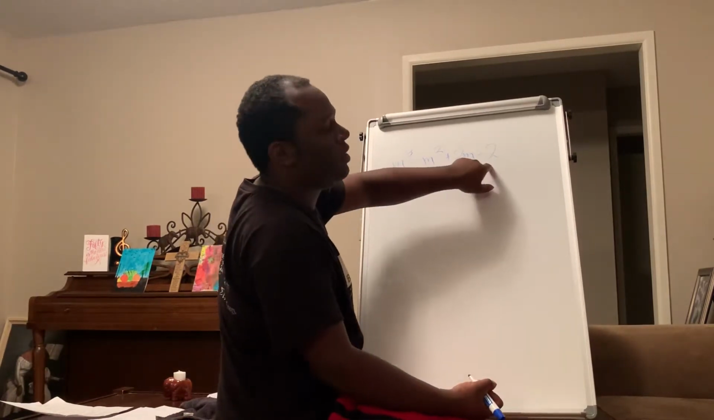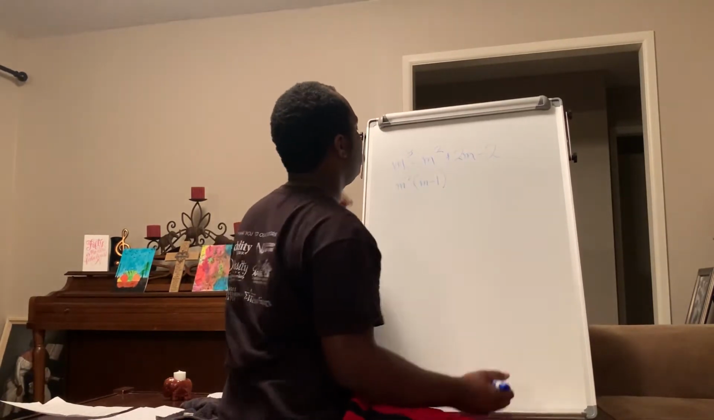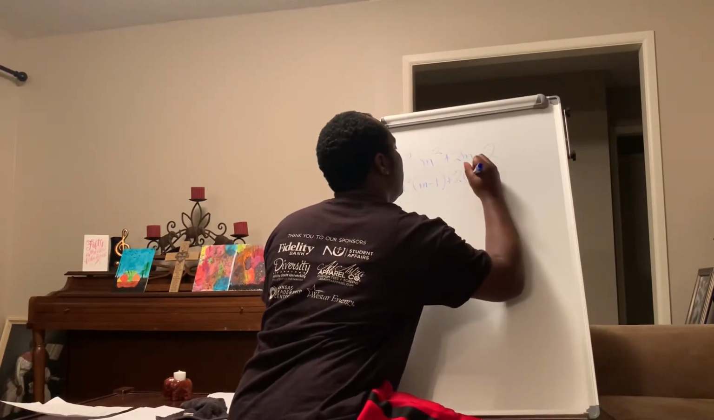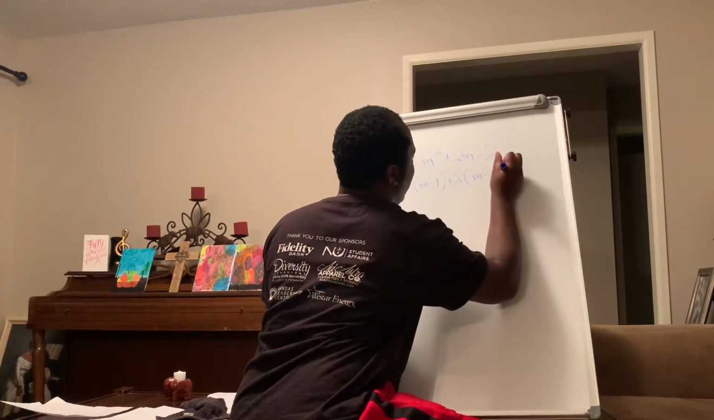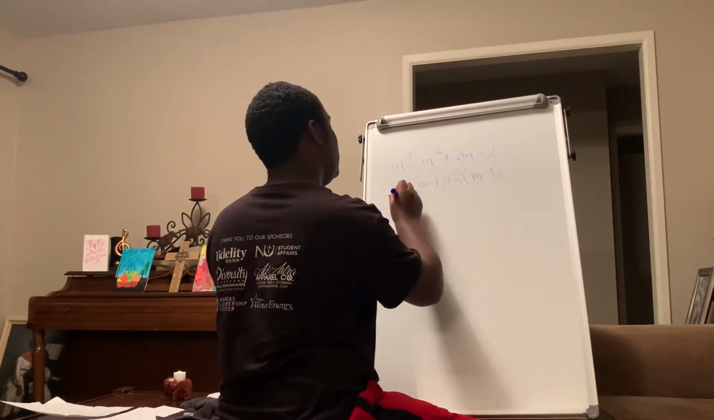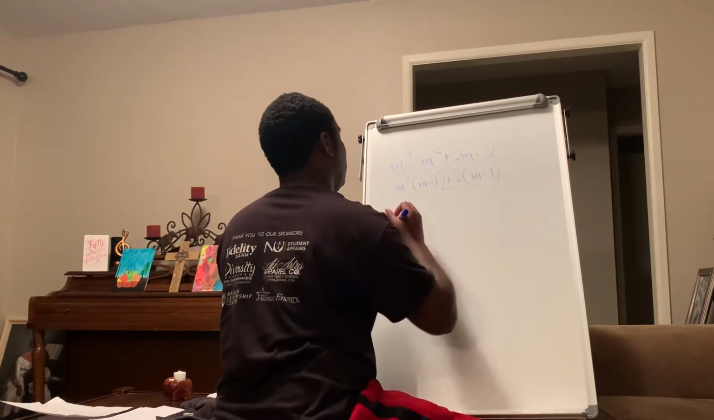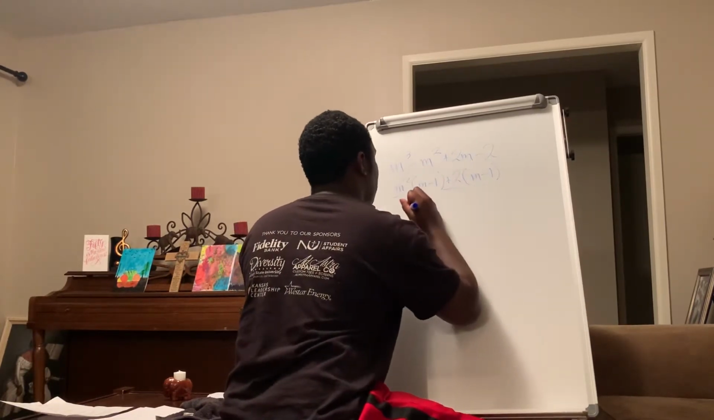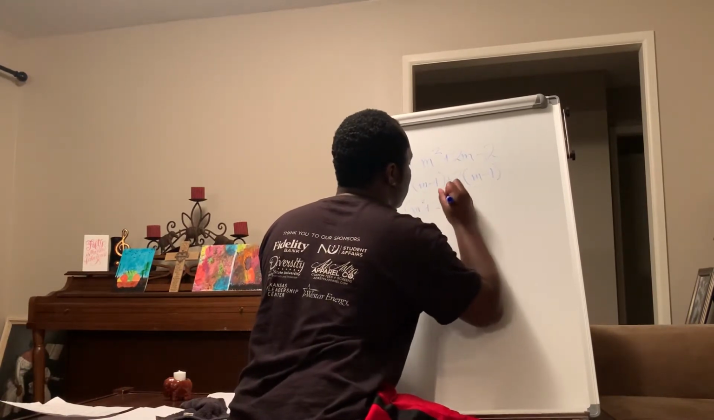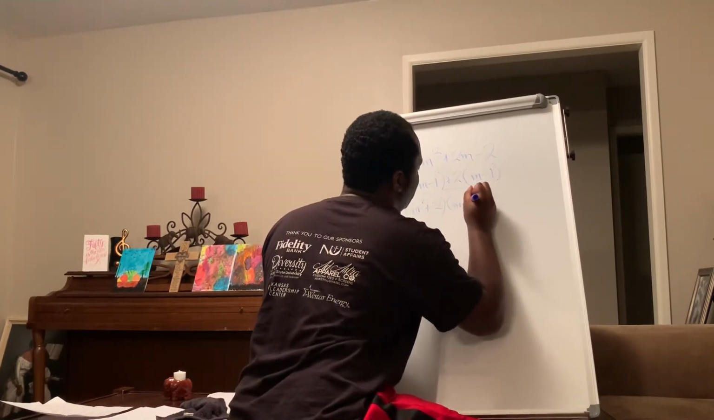Between these two, all that's in common is positive 2. So plus 2, m minus 1. Okay? And because these two are the same, this with this sign will be my other binomial. So we have m squared plus 2, m minus 1.